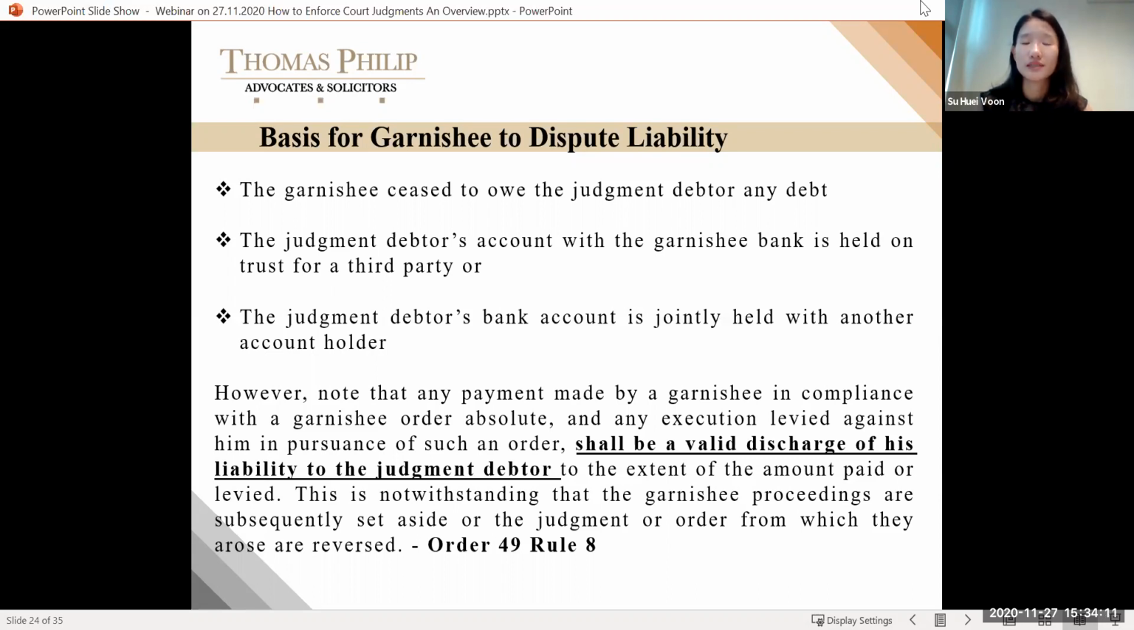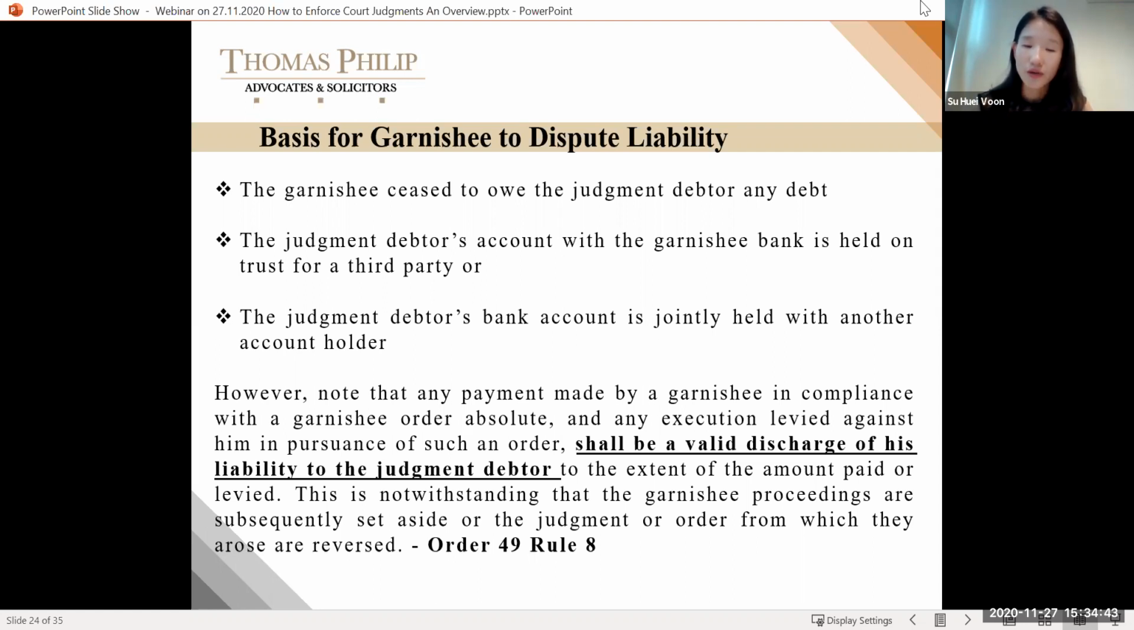So what we can see here is that the judgment debtor's bank account needs to be essentially free from encumbrances. You can't bring other people, other account holders into the situation, because it's quite a unilateral thing to do, to freeze the money in the account and then order a payout to the creditor. So there are these sort of safeguards in place where the Garnishee can dispute liability.